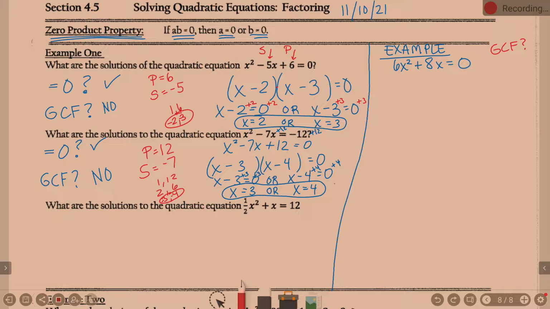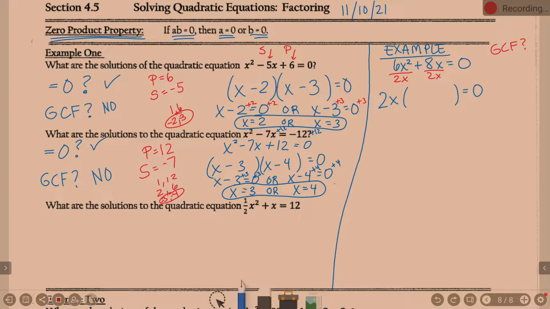Okay, so you're telling me, what do 6 and 8 both divide by? 2. X. And they both have an x. So we're going to divide both of these by 2x, which, recall, means we are factoring a 2x out. So 2x out in front.